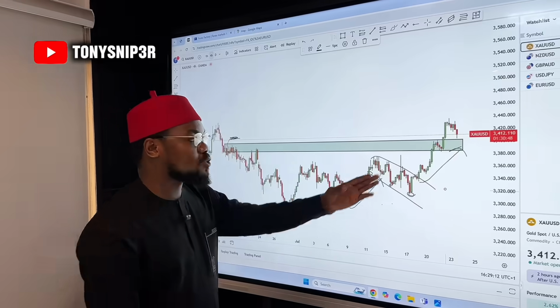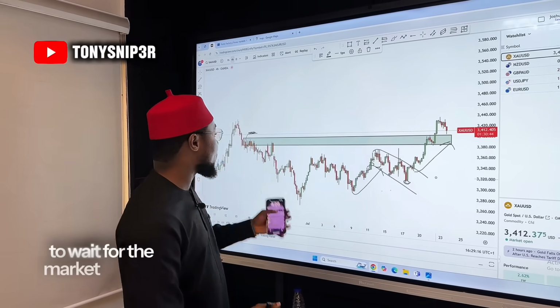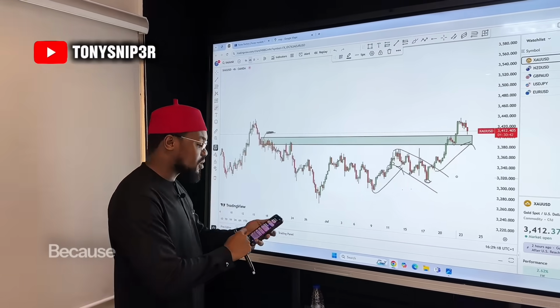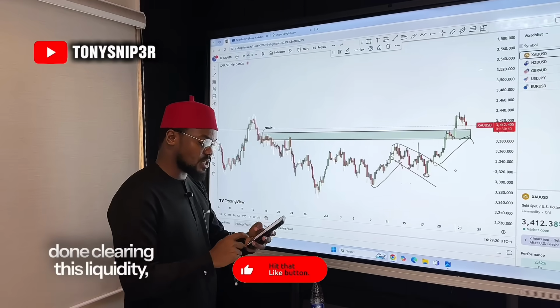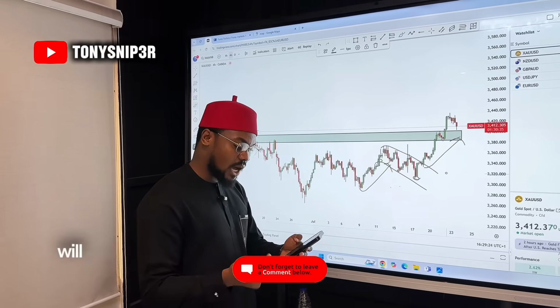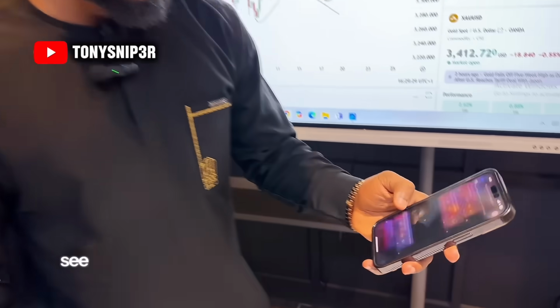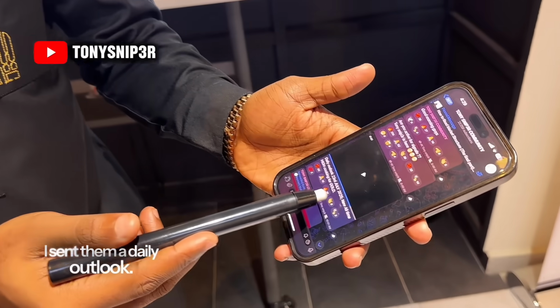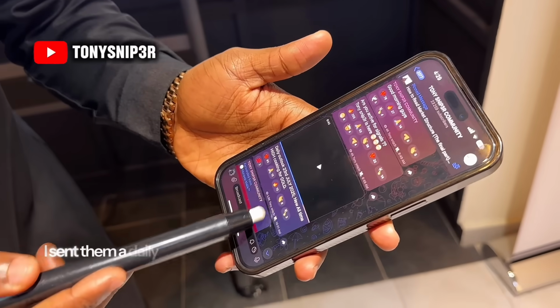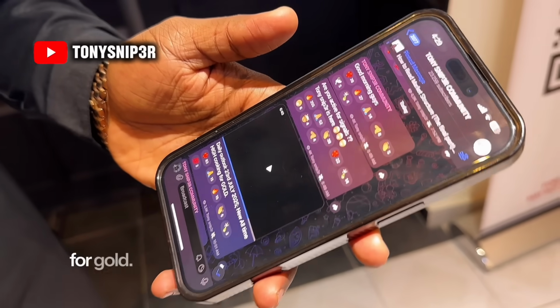Now, when this market was pushing to the upside, I told my Telegram community members to wait for the market to clear this liquidity. Because after this market is done clearing this liquidity, that is when the real pump to the upside will actually continue. Now, if you head to my Telegram channel, you can actually see it here. I sent them a daily outlook telling them: all-time high cooking for gold.